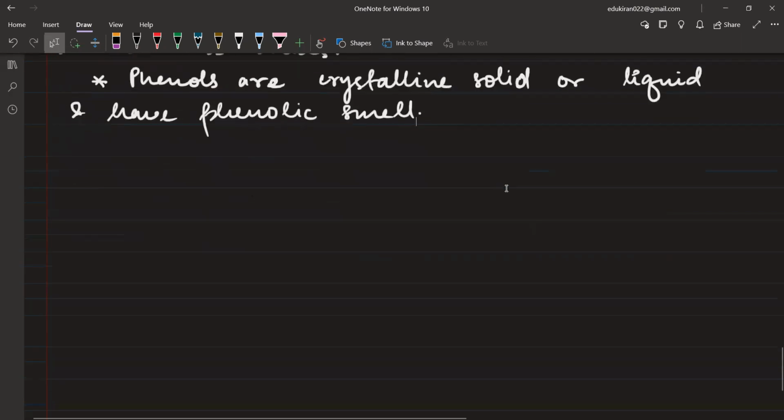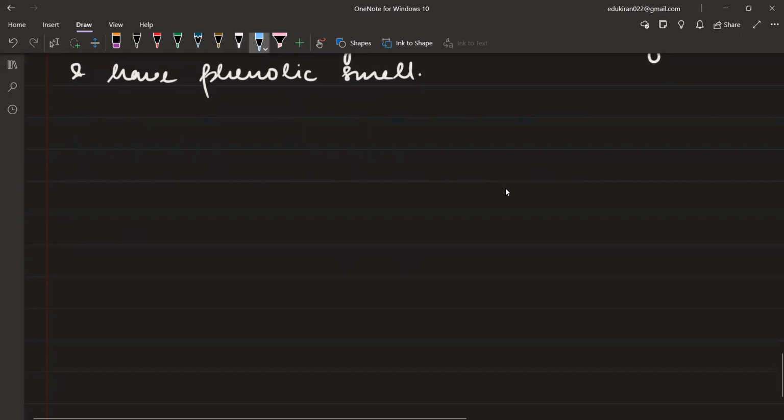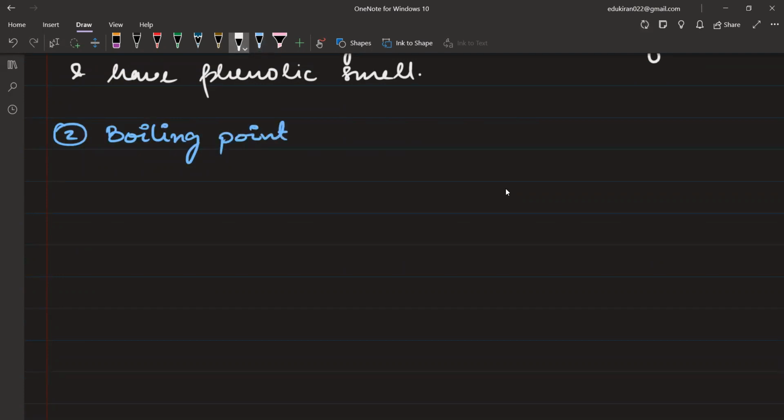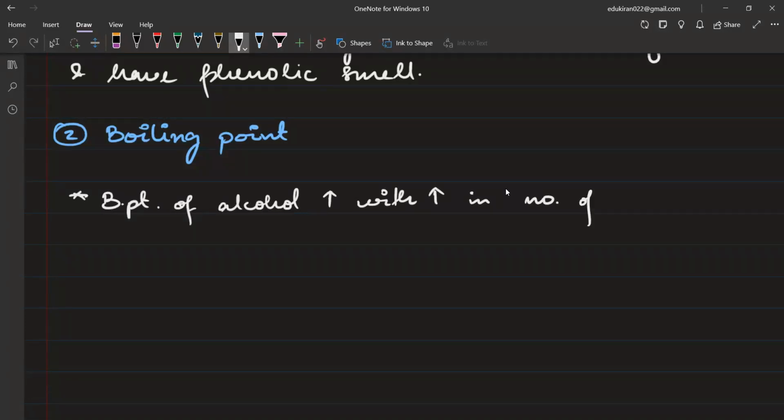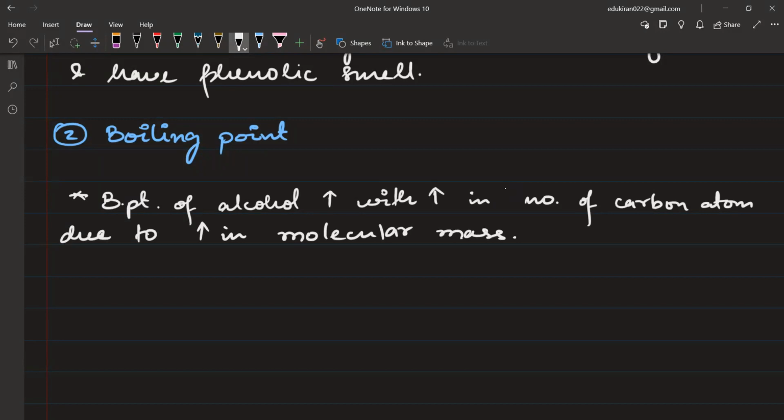Okay. Right, next, boiling point. Number 1 point you will write: boiling point of alcohol increases with increase in number of carbon atoms, due to increase in molecular mass.